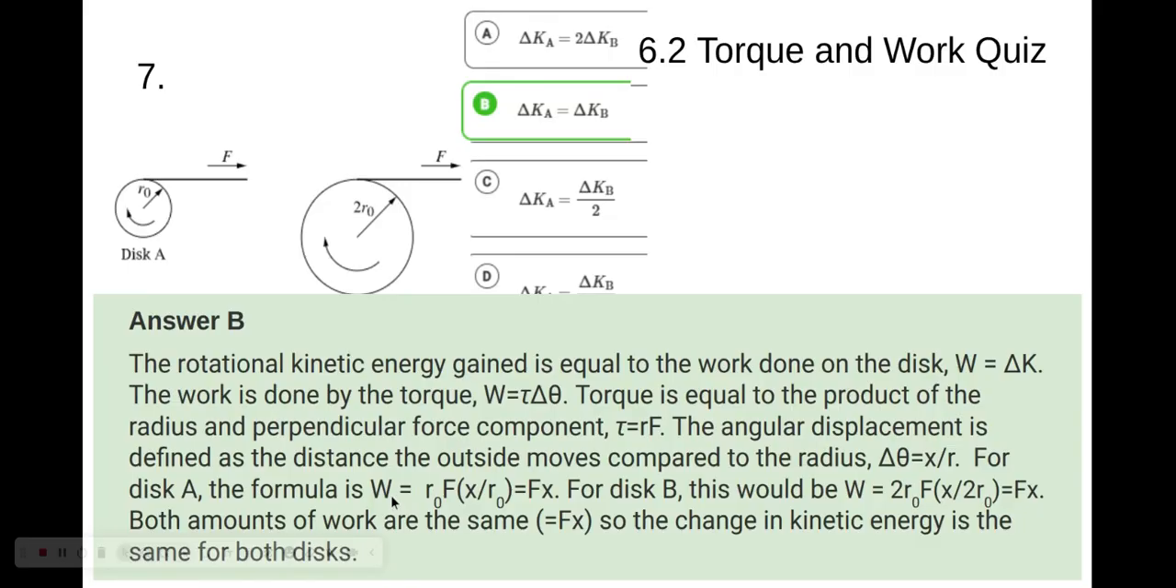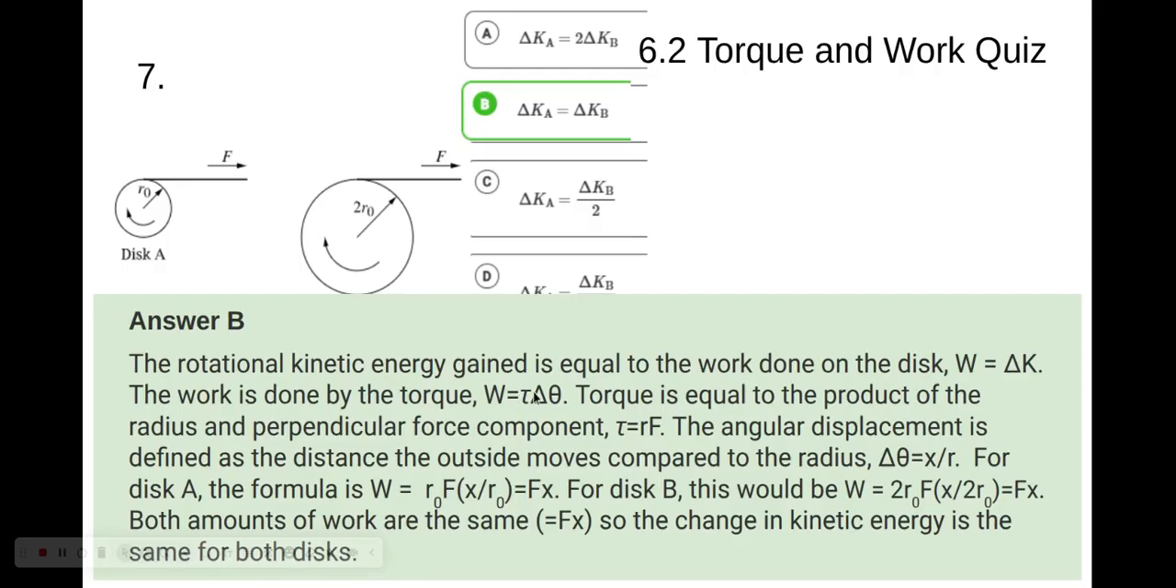So if you do the formula, work equals tau, which is the R times F, times the distance the string is pulled divided by the radius. But if you double this on top and you double this on bottom, those are going to cancel out and you're going to get the same ratio. And since you get the same work for disk 2 versus disk 1, that's the same change in kinetic energy for both disks.